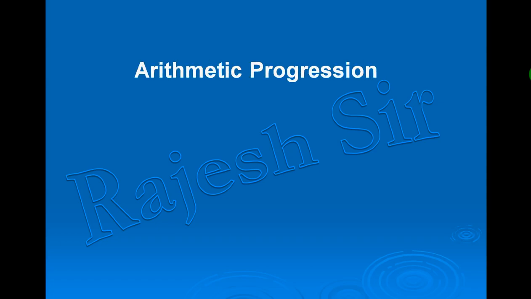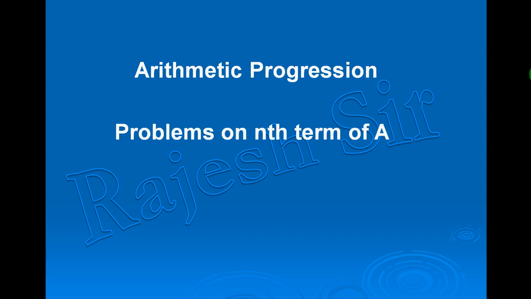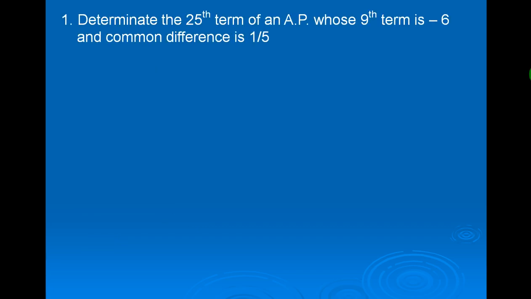Hello students, now we will discuss arithmetic progression problems based on the nth term of an AP. Our first problem is: determine the 25th term of an AP whose ninth term is -6 and common difference is 1 upon 5.